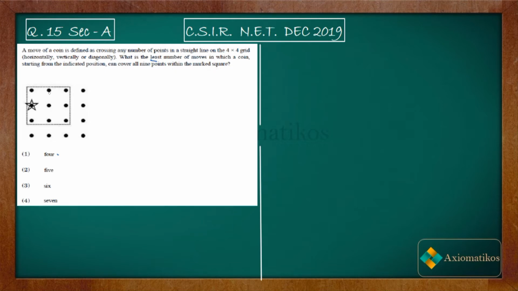Alright. So what is your aim? Your aim is to move your coin in such a way that you will cover all the 9 points in this square. Now you cannot move your coin randomly, you have to move it in a straight line on the 4x4 grid, and these are the only ways: horizontally, vertically, or diagonally. Are you getting my point?